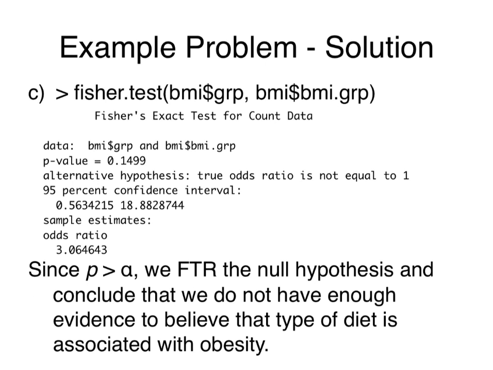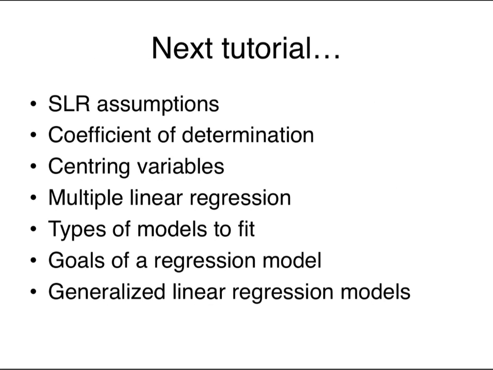So we conduct a Fisher's exact test in R using the code shown at the top of the slide, and this gives us a p-value of 0.15. Since our p-value is greater than 0.05, we fail to reject the null hypothesis and conclude that we do not have enough evidence to believe that type of diet is associated with obesity.